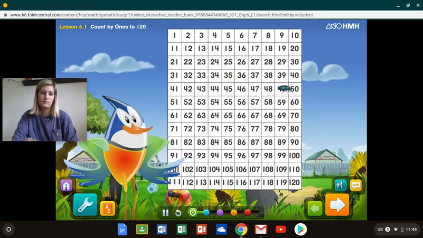Oh, look! This spider wants to crawl on the chart too. The beetle crawled to number 50. What number is the spider on? Maybe we can use a counting pattern to find the number the spider stops on. Let's go see.